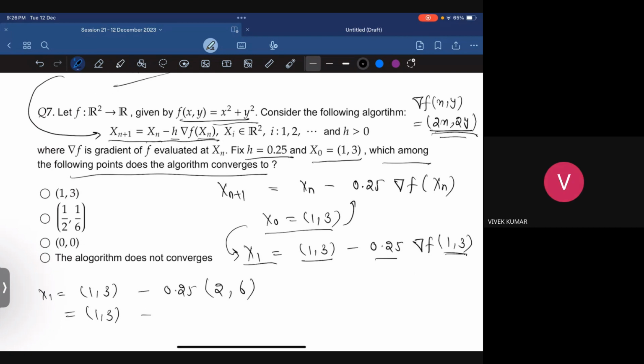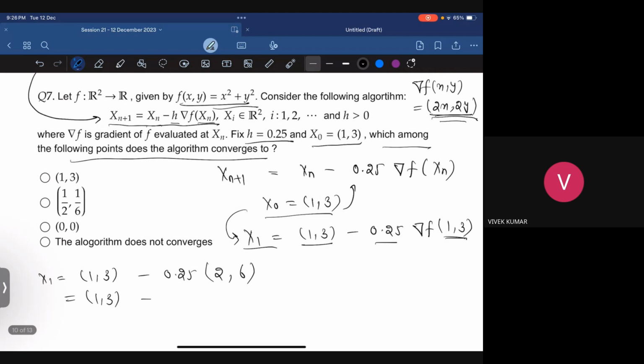After writing the equation, you write x naught is equal to 1 comma 3, and then x1 is equal to. Remember, this here is my xn. So this will be n plus 1, that is x1, right?